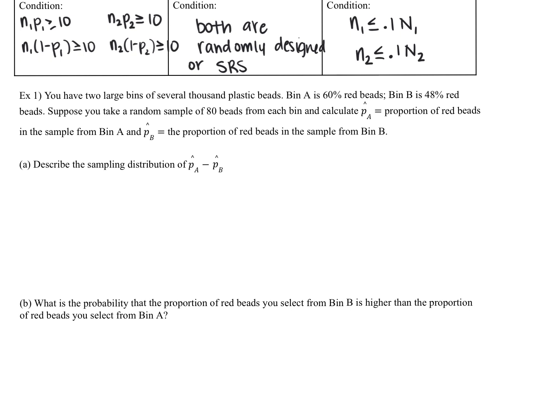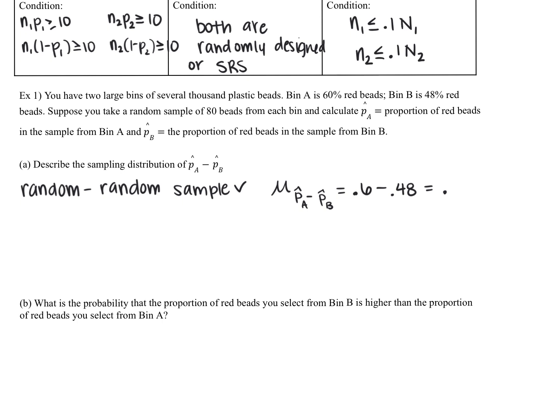So for random, it does state that you are taking a random sample. So that tells me that the mean of p hat A minus p hat B is going to be, I can just subtract the proportions, so 0.6 minus 0.48, which is going to give us 0.12.